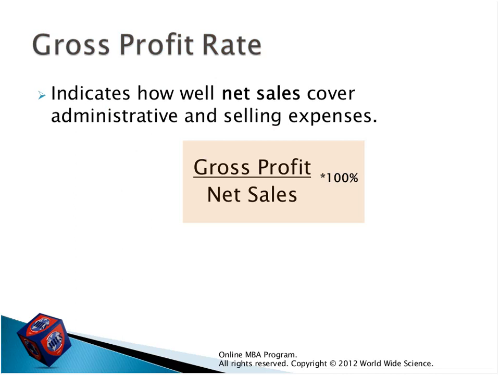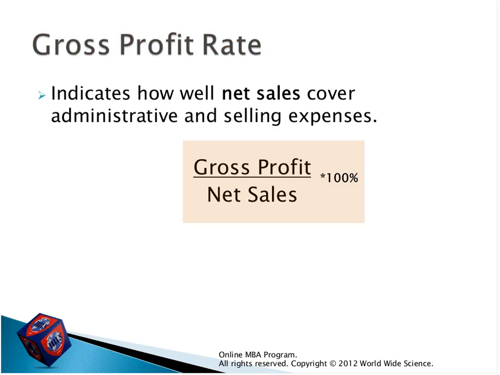It indicates how well net sales cover the administrative and selling expenses, which means that it is simple already the explanation given. That means how your sales, your revenue cover your administrative and selling expenses which you have done on the business. So the formula is following.